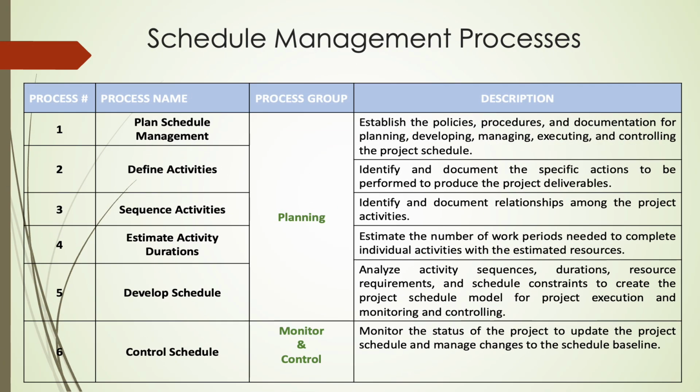Two key processes essential to schedule management: plan schedule management under the planning process group and control schedule under the monitor and control group. The first focuses on establishing the policies, procedures, and documentation for planning, developing, and managing the project schedule.